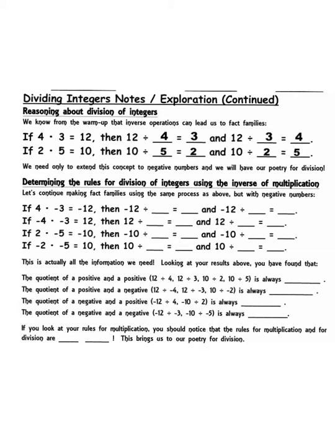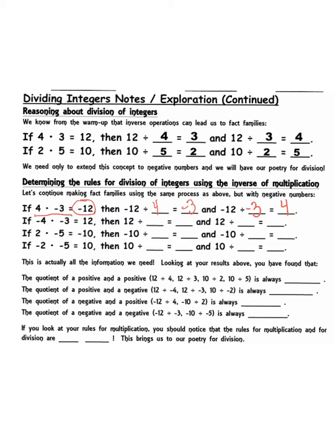So to determine the rules for division of integers, we're going to use this inverse of multiplication rule. So let's keep practicing from where we left off with multiplying integers. If 4 times negative 3 equals negative 12, and we did the fact family for this, then negative 12 divided by 4 should get us negative 3, based on our knowledge of fact families. And vice versa, negative 12 divided by negative 3 would equal positive 4.